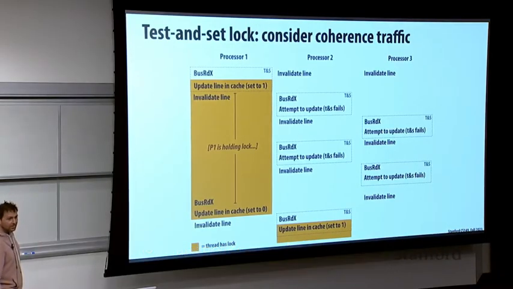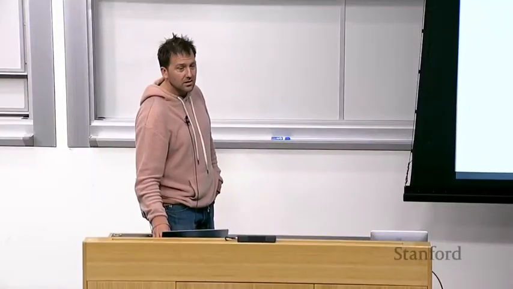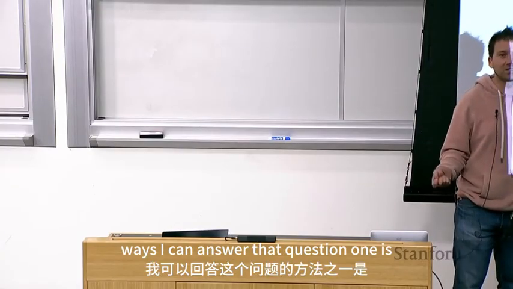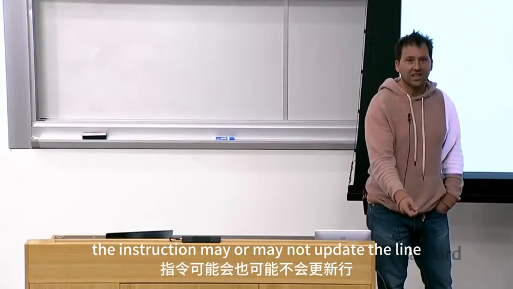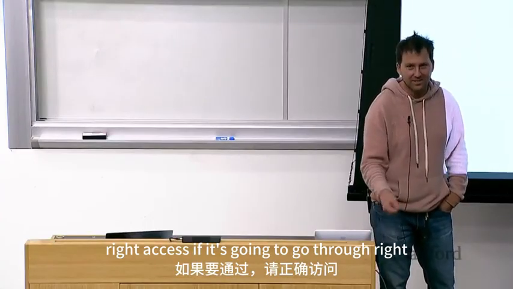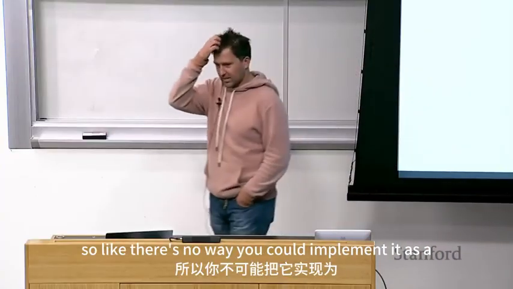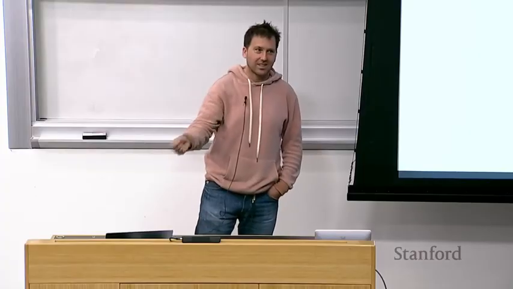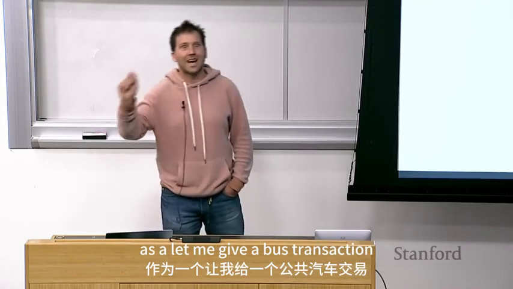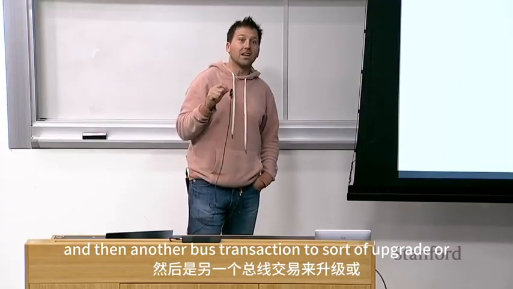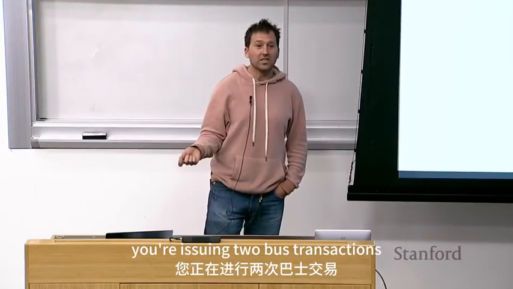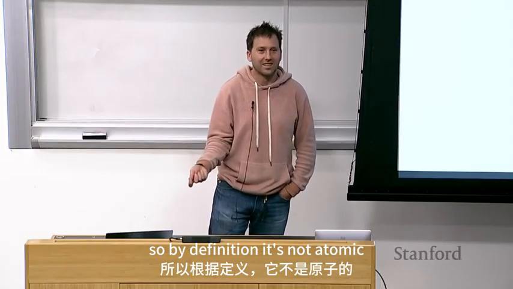Yes? Why doesn't test and set invalidate the line even if it doesn't? Well, the test and set is an atomic instruction. So there's a couple ways I can answer that question. One is the instruction may or may not update the line, but you need to have write access if it's going to go through, right? So there's no way you could implement it as atomic. Or I guess if you implemented it as let me give a bus transaction to read the value, and then another bus transaction to upgrade or get write permission, you're issuing two bus transactions. So by definition, it's not atomic, right?